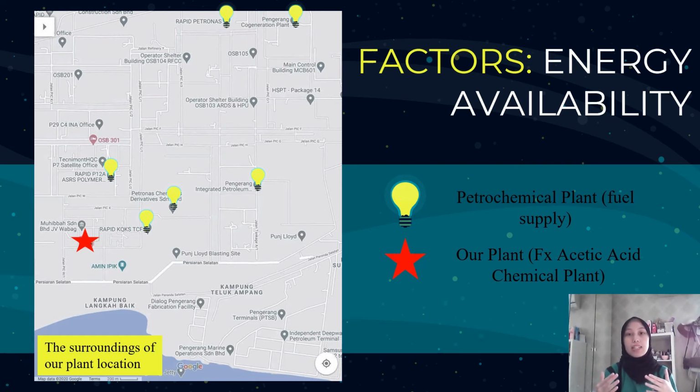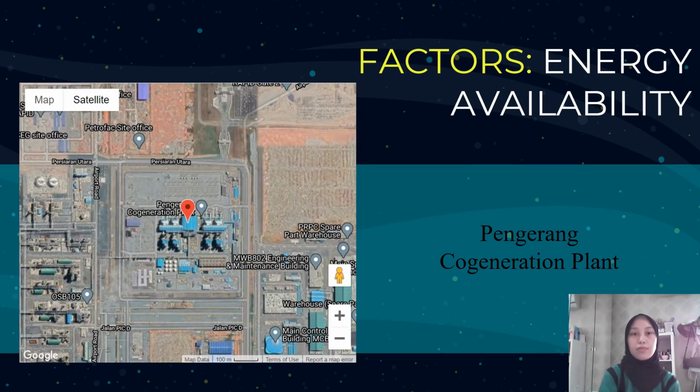On the other hand, the satellite image also shows, specifically at the top, the location of the power station in Pengerang, Johor, which is the Pengerang Cogeneration Plant. Now we move on to the second slide. It's still on the factor of energy availability, where the slide presents a clearer satellite image of the Pengerang Cogeneration Plant, also known as the Rapid Pengerang Power Station.